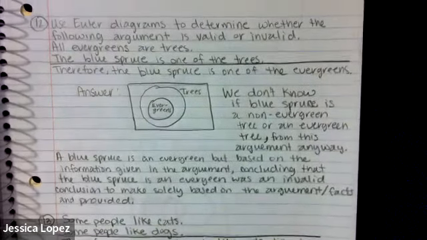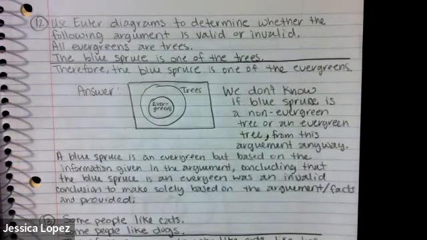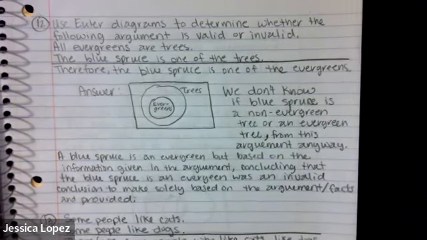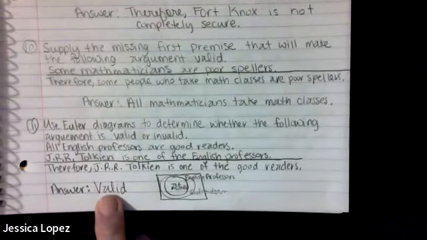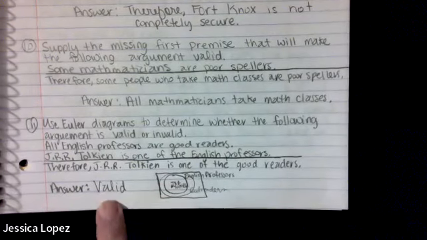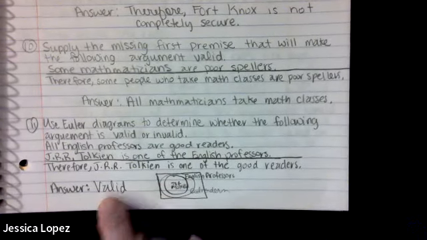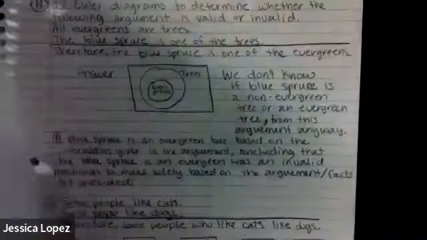Now, number 12 says, use the Euler diagrams to determine whether the following argument is valid or invalid. And so over here, I forgot to mention that that statement would have been valid. I had it written down and I said that it makes sense, but I never answered the actual question whether it was valid or invalid.